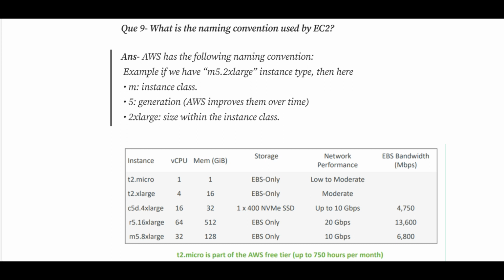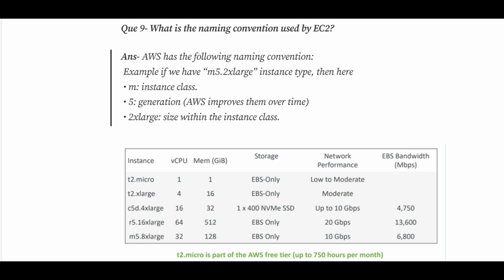Coming to question number 9. What is the naming convention used by EC2? AWS has the following naming convention. For example, if you have written M5.2xlarge instance type, then here M is the instance class. That is the class to which this instance type belongs. 5 refers to the generation. AWS improves them over time. Then finally 2xlarge is the size within the instance class.